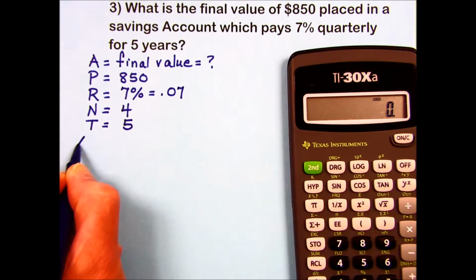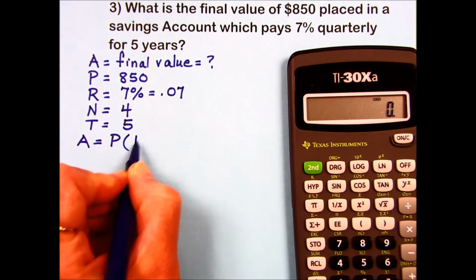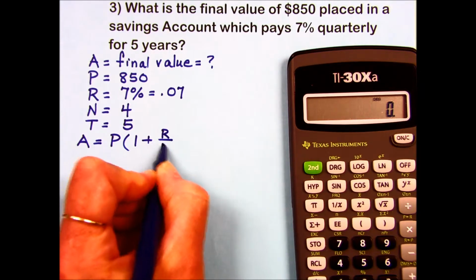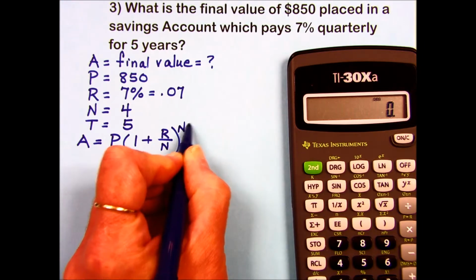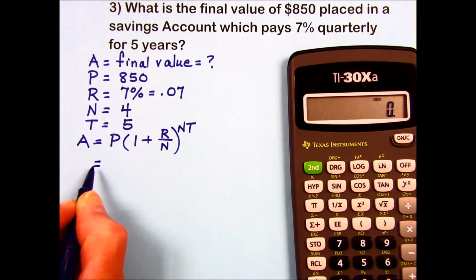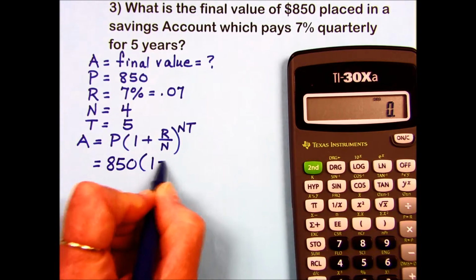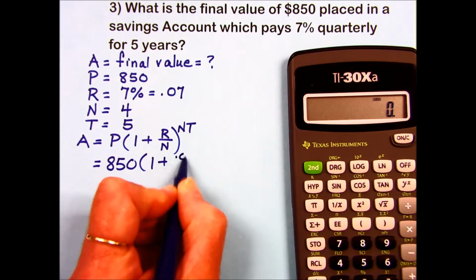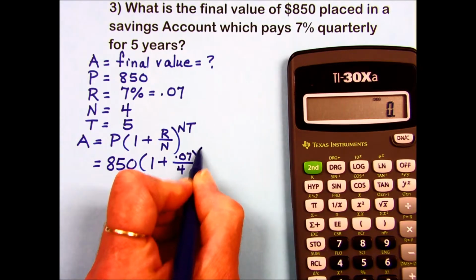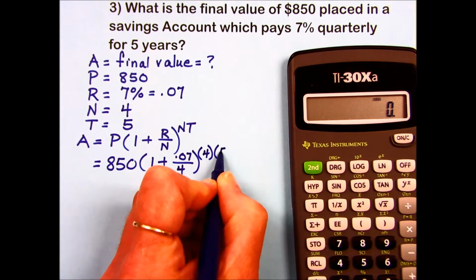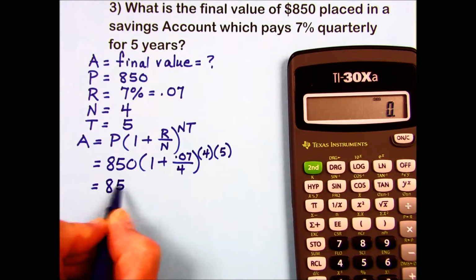Using the compound interest formula then, A, the final amount, is equal to P, the principal, times 1 plus the interest rate divided by N, the compounding period, raised to the compounding period times the time. So filling in the information for this problem, we have $850 for the principal, 1 plus the interest rate as a decimal over the compounding periods, which was 4, raised to the N, which is 4, times T, which is 5. Following order of operations, the priority is inside the parentheses.